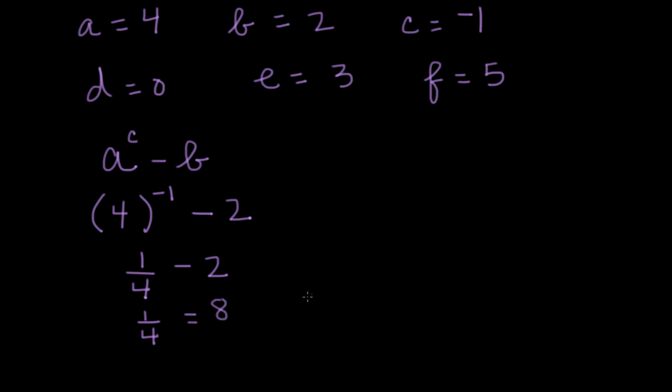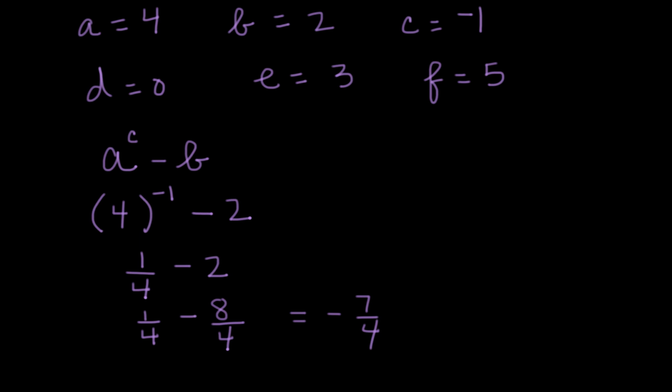Whoops, let's erase that. And that's a minus sign, not an equal sign. 1/4 minus 8 over 4. So this negative 2 right here is the same as negative 8/4. 1/4 minus 8/4 is negative 7/4. Let's do another problem.